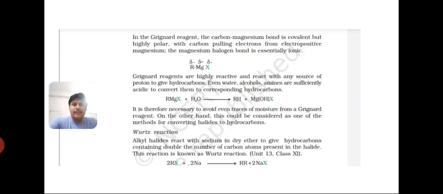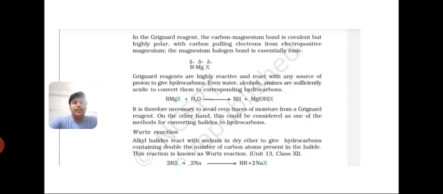Now you can see, the Grignard reagents are highly reactive and react with any source of proton to give hydrocarbons. Even water, alcohols, amines are sufficiently acidic to convert them to corresponding hydrocarbons. So simply, if you add water to Grignard reagent, it gives hydrocarbon, and MgOH is the intermediate.